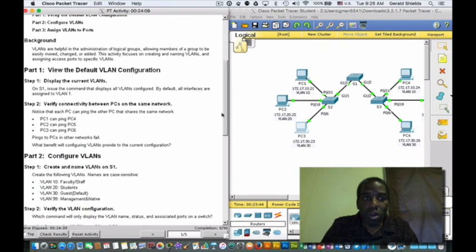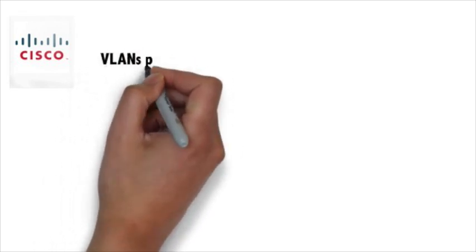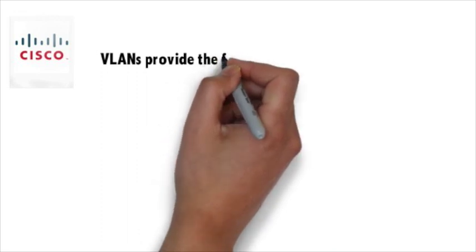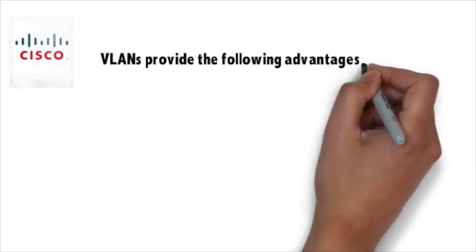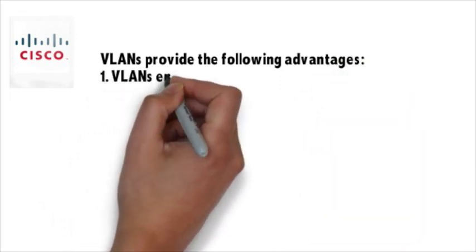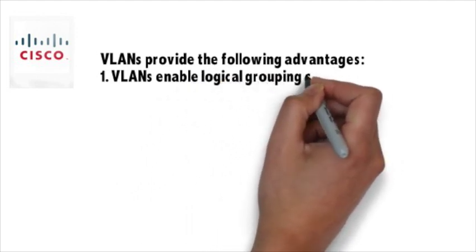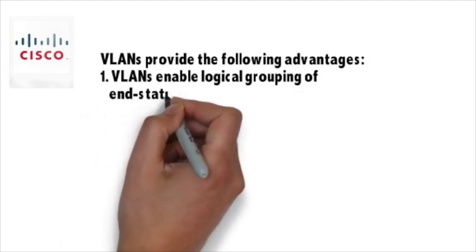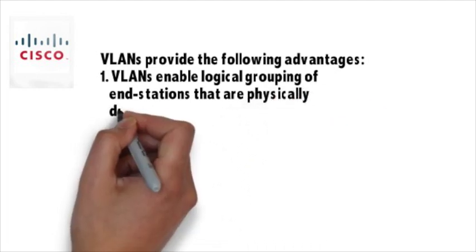Now, you probably want to know what benefit configuring VLANs will provide to the current configuration. VLANs enable logical grouping of end stations that are physically dispersed on the network. When users on a LAN move to a new physical location but continue to perform the same function, the end stations of those users do not need to be reconfigured. Similarly, if users change their job functions, they need not physically move. Changing the VLAN membership of the end stations to that of the new team makes the user's end stations local to the resources of the new team.